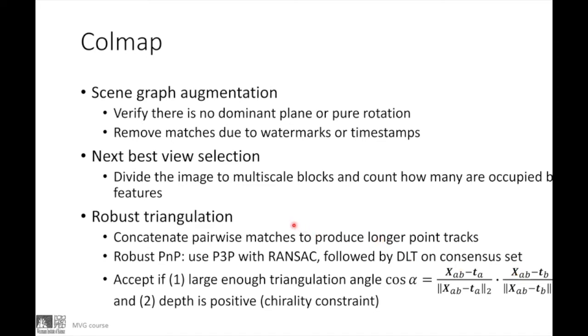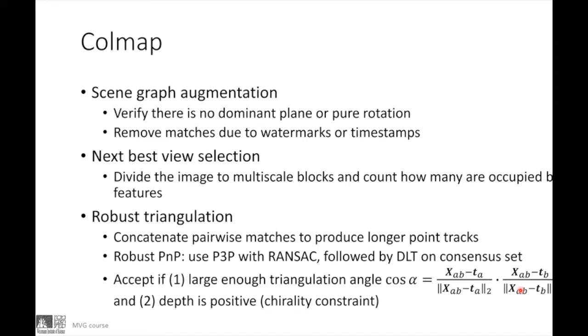And also they check that the depth... Yes. Why use a large angle? Again, if the angle is small, let's say it's 0, it means that XAB lies on the same ray to TA and to TB. And then your triangulation is very sensitive. The triangulation is more sensitive when the angle is small than when the angle is large. The value of the depth that you obtain will have larger error if the angle is small.